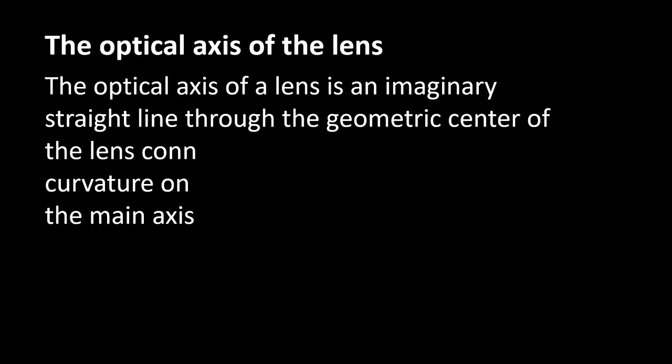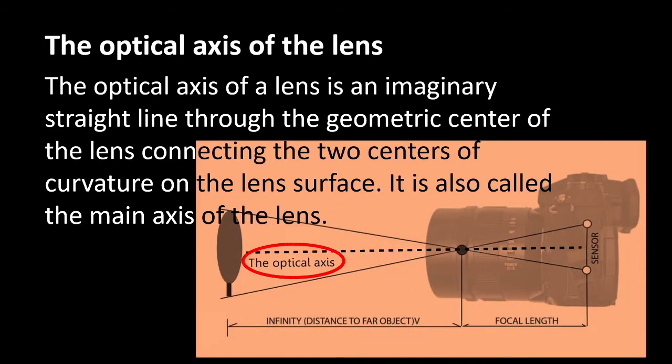The optical axis of the lens. The optical axis of a lens is an imaginary straight line through the geometric center of the lens, connecting the two centers of curvature on the lens surface. It is also called the main axis of the lens.